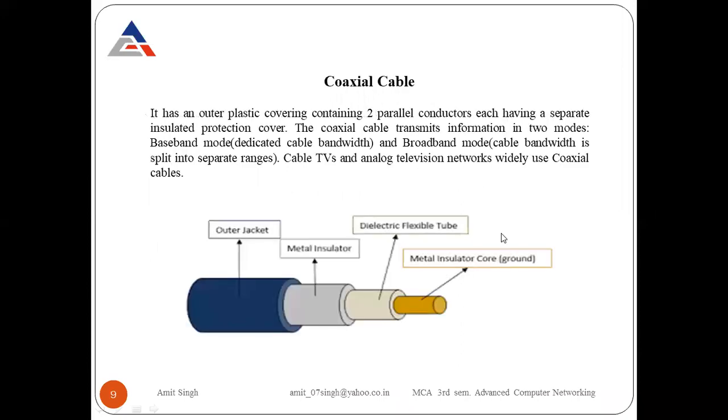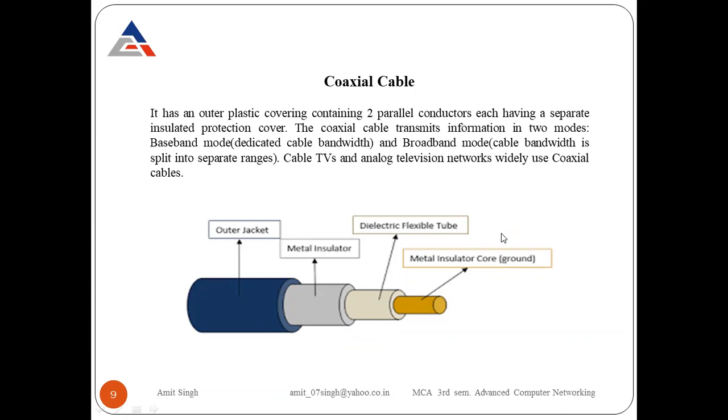Okay. Now the next is coaxial cable. We can also call it the coax cable or the coaxial cable. It has an outer plastic covering containing two parallel conductors, each having a separate insulated protection cover. The coaxial cable transmits information in two modes. It has two modes, baseband and broadband. First is baseband mode and the second one is broadband mode.